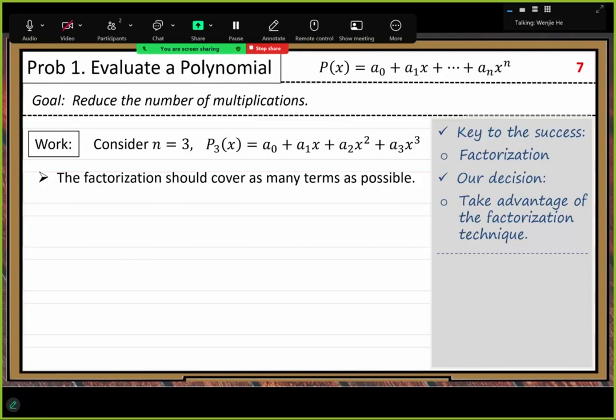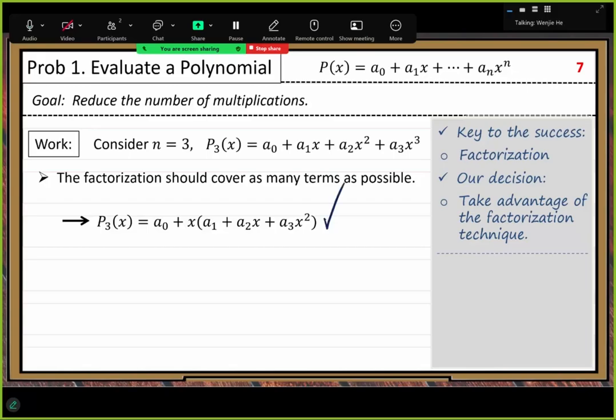Last 3 is better than covering just the last term. Here you can see when we apply the factorization, we want to cover as many terms as possible. That is another strategy. We want to apply our key to the success method, factorization. When we apply that effective method, we want to cover as many terms as possible. So we get a factorization here.